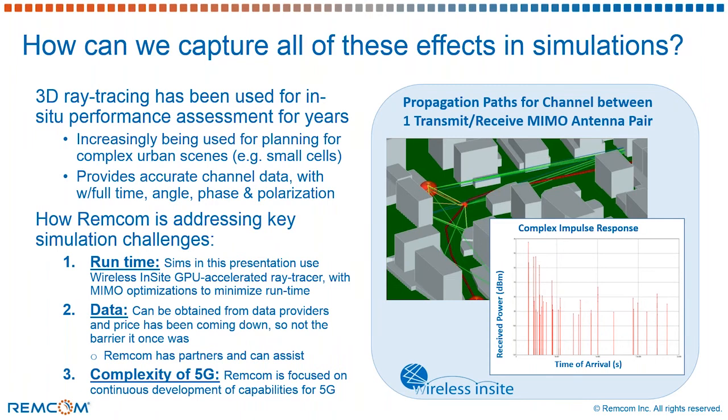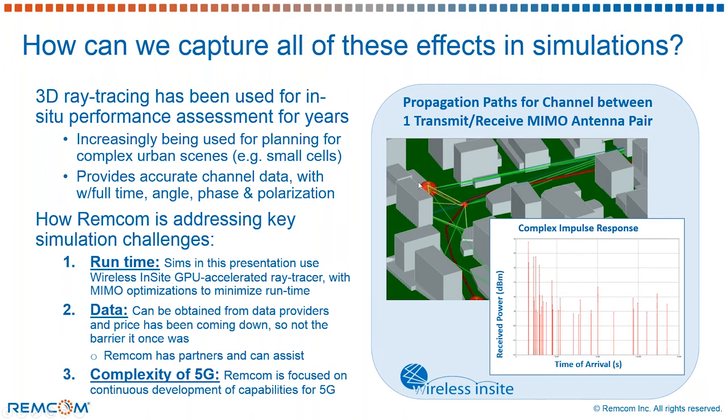So an important question is how we can capture all of these effects in simulations for planning and prediction. 3D ray tracing has been used for years to assess systems in situ in complex environments such as urban environments, and it's increasingly being used for planning in complex urban scenes. Ray tracing can provide accurate channel data, including the times of arrival, angle, phase, and polarization.